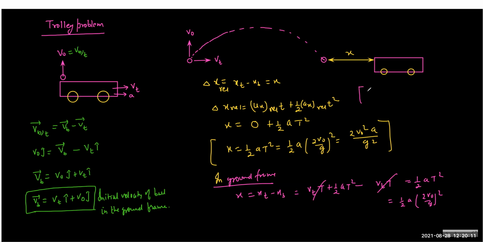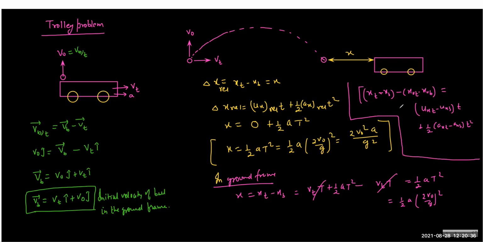So delta x relative means x trolley minus x ball, minus x not trolley minus x not ball. If you want to go so far, then ux trolley minus ux ball into t plus half ax trolley minus ax ball into t square. Now, if you write completely, then there is no ambiguity. You can just substitute the values and you will get the answer.